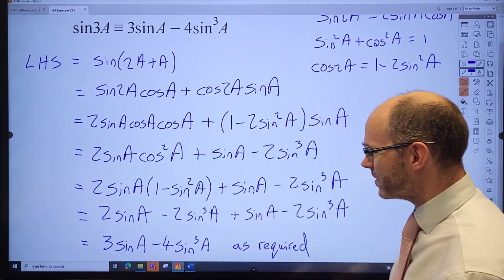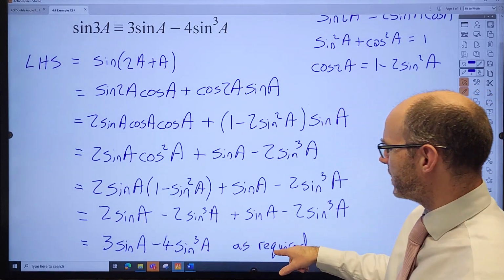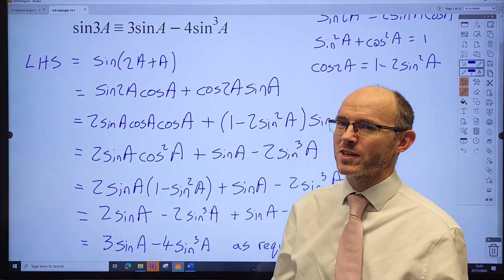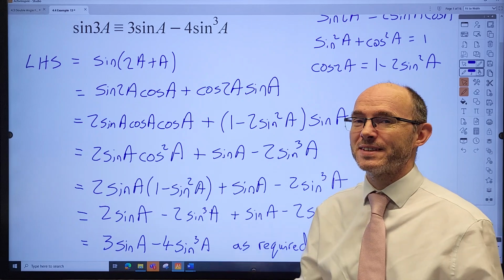That's Palpatine. So, right, I'm going to stop there. As required. There we go. Who knew I'd put Star Wars into trigonometry? I didn't at the start of this. That's the fun of this.